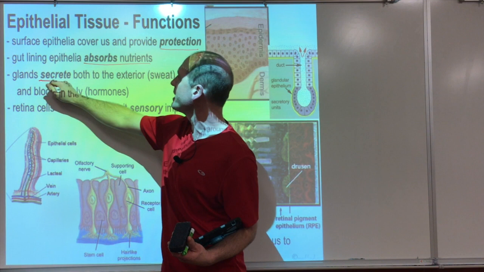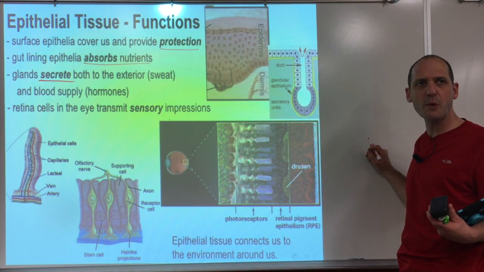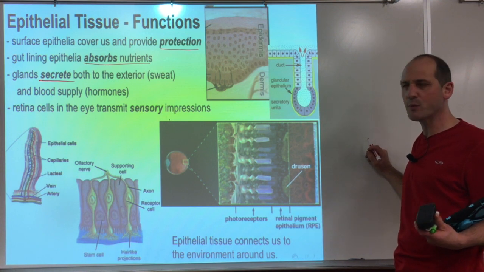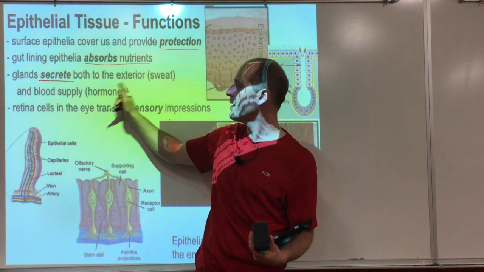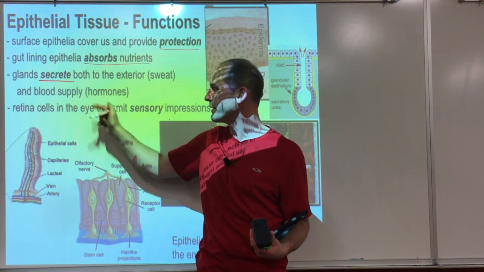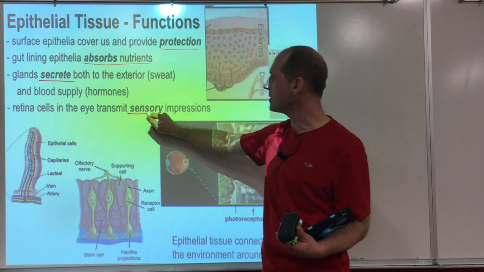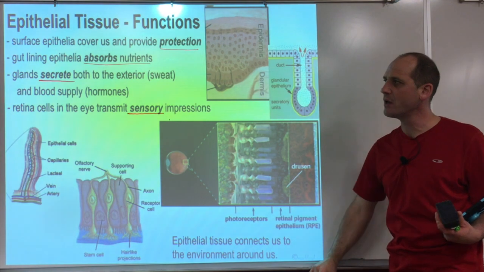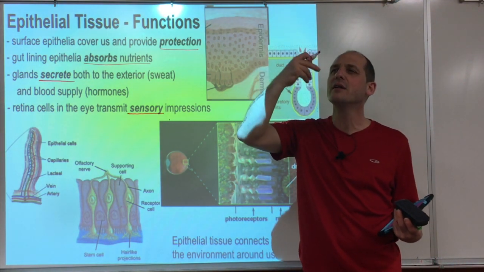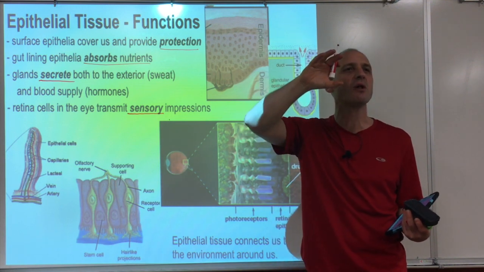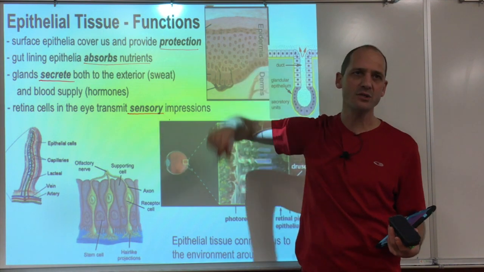So absorption is important. And then secretion is what glands do. They make sweat. That's called secretion. They make hormones. That's called secretion. Some go to the exterior, like the sweat, and some go to the bloodstream, like the hormones. And then the last of the four functions here is sensory. For example, the retina in the back of the eye takes the light, and that transition from light to electricity happens there. Then the impulse gets sent, and then it's nervous stuff.